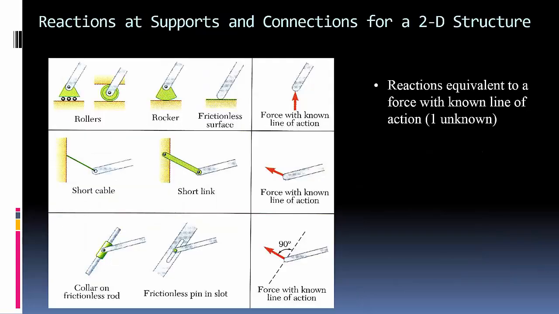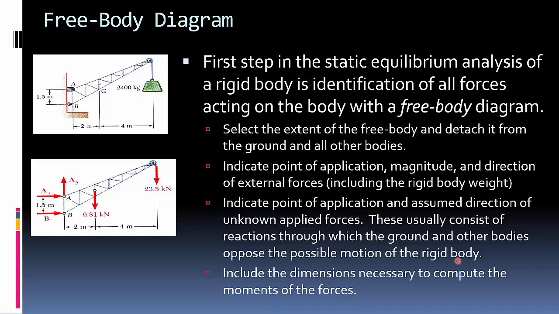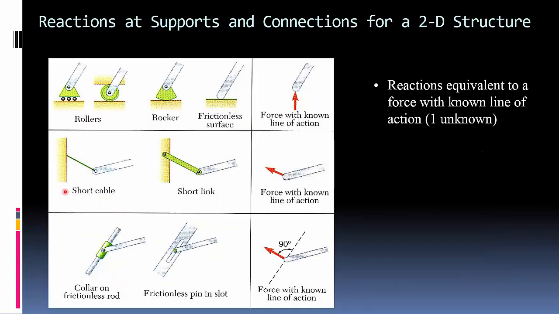Okay, let's take a second to talk about these reactions at supports and other types of connections for a 2D structure. When we're doing free body diagrams, again looking here, we have this free body diagram, and you have to cut through some things. You have to replace these things that you're cutting through with unknown forces. Well, these things are different types of supports and connections, and different types have different numbers of unknowns. So here, let's look at these cases.